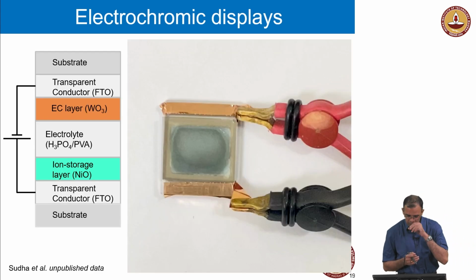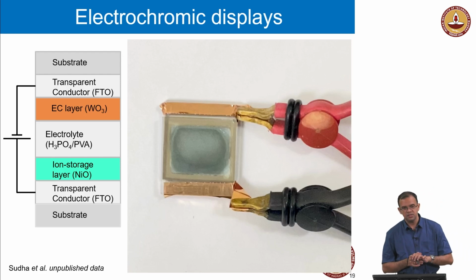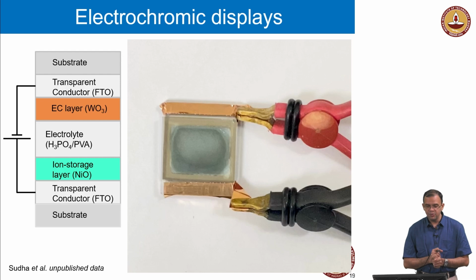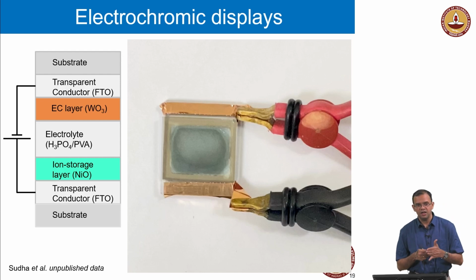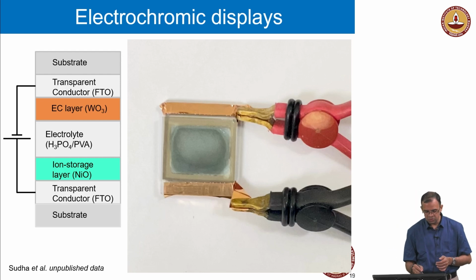So I have now tungsten oxide, which is a cathodic coloring oxide, while nickel oxide is an anodic coloring oxide, which means I can put both of them together and actually fabricate a device structure.